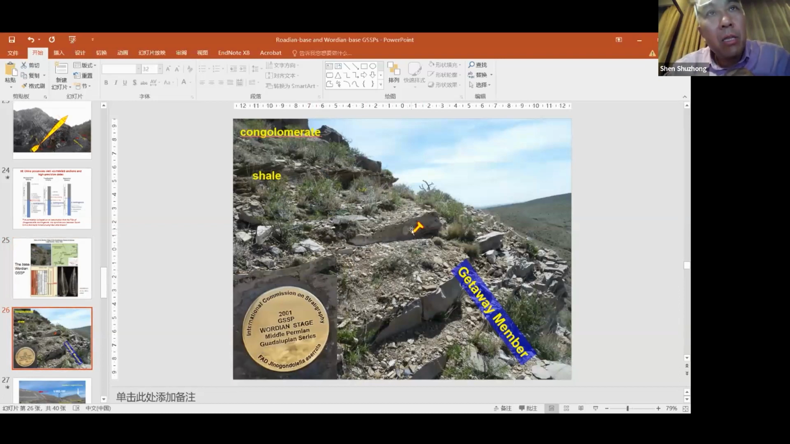And again, the GSSP was placed in a very short limestone unit. It's called the Gateway Member. Okay, it's about 10 meters here, and then above is the shale, and then overlain by conglomerates, and then below is the Cherry Canyon sandstone without any marine fossil, and here is the GSSP.